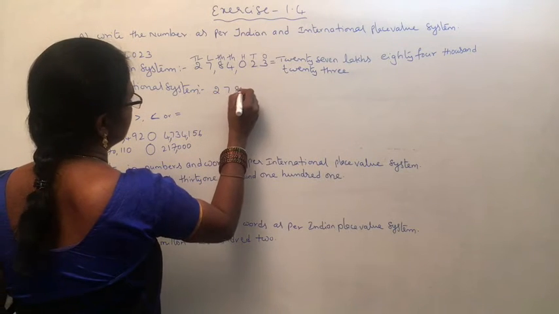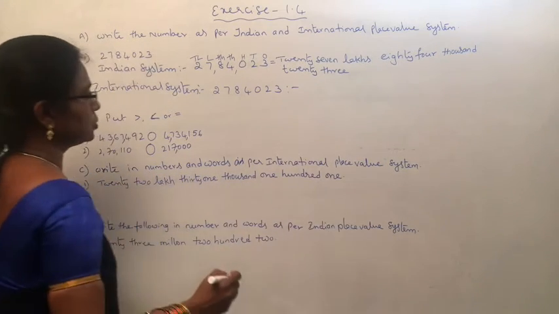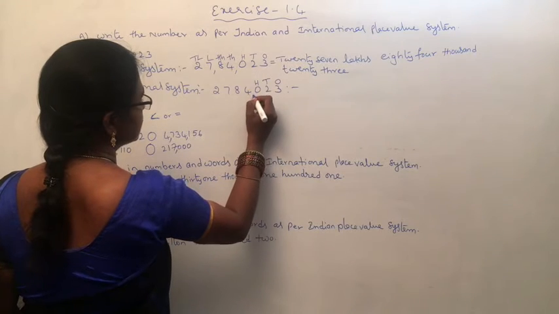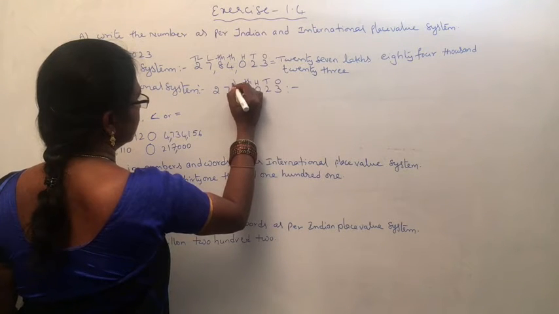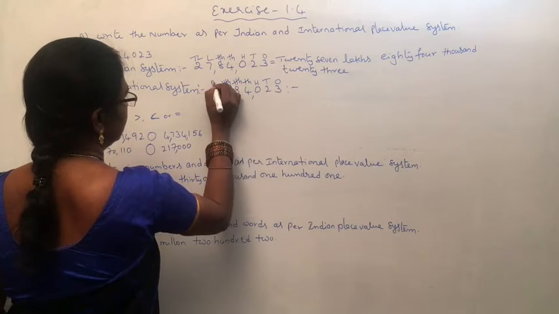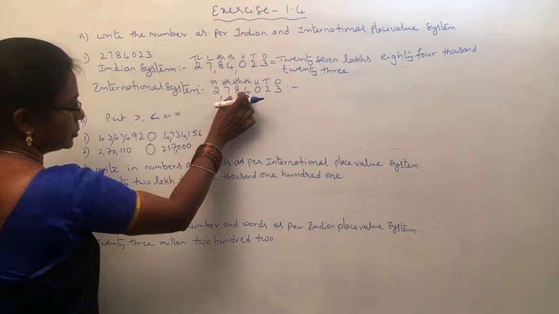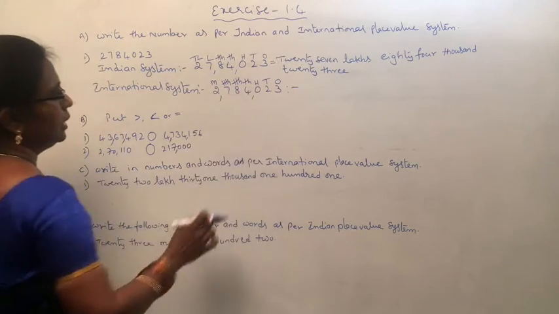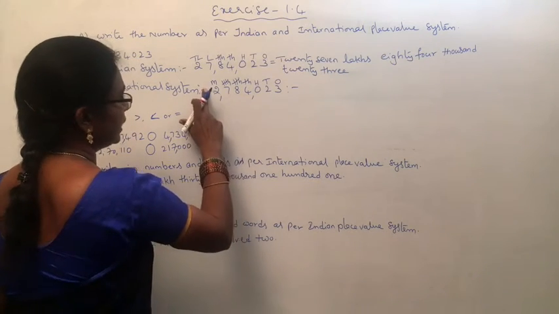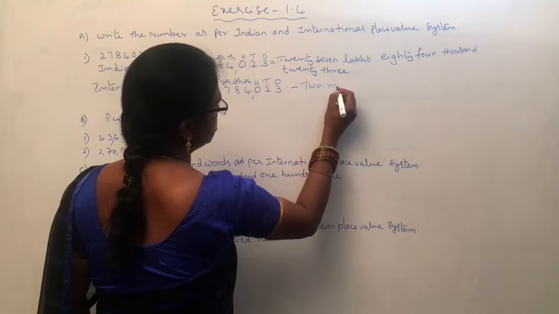2, 7, 8, 4, 0, 2, 3. What are the place values in international system? Ones, tens, hundreds, comma, thousand, 10,000, 100,000, comma, million. Here also there are three periods: millions period, thousands period, and ones period. Now in the millions period, how many digits are there? Only one. Then we can say 2 million.